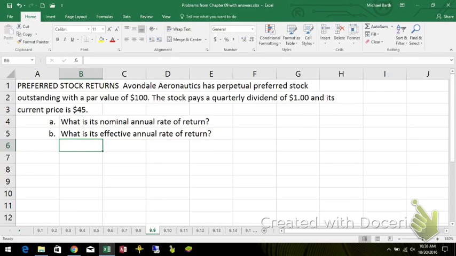Alright, this is problem 9.9 from chapter 9 of Brigham and Houston's Fundamentals of Financial Management, Concise 9th edition. And this is yet another preferred stock return problem. There's not a lot of preferred stock out there. Most companies do not issue it.